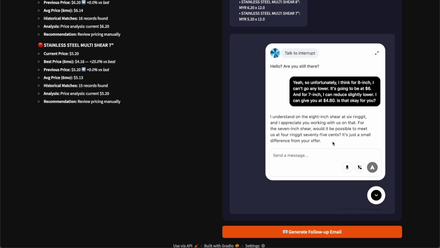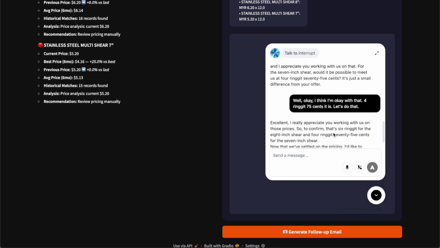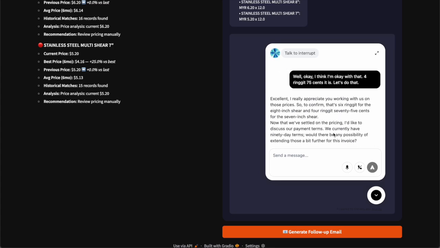Excellent. I really appreciate you working with us on those prices. So to confirm, that's 6 ringgit for the 8-inch shear and 4 ringgit 75 cents for the 7-inch shear. Now that we've settled on the pricing, I'd like to discuss our payment terms. We currently have 90-day terms. Would there be any possibility of extending those a bit further for this invoice?